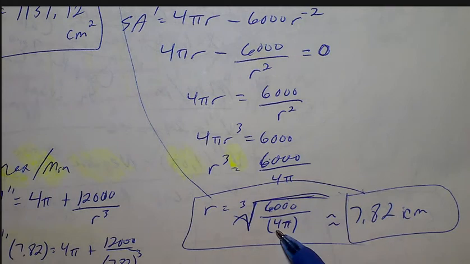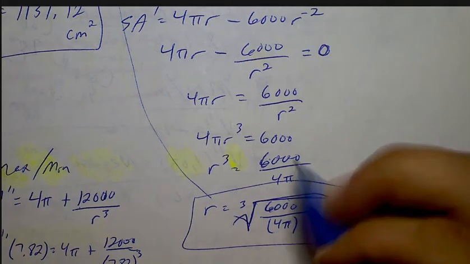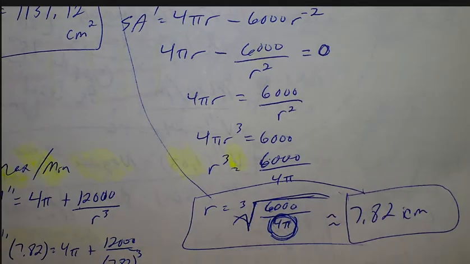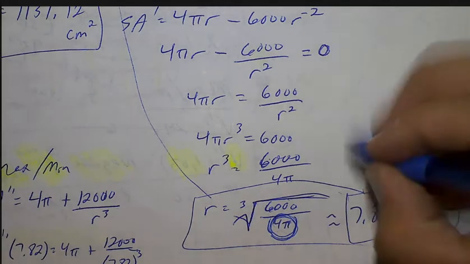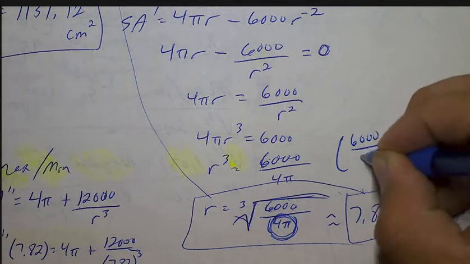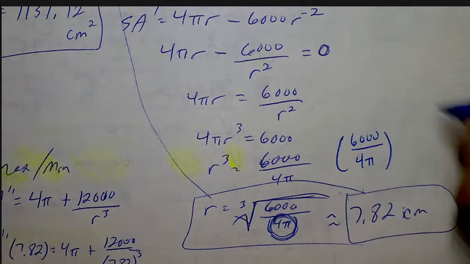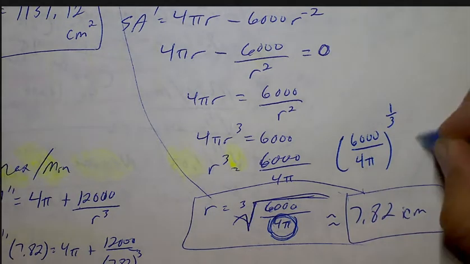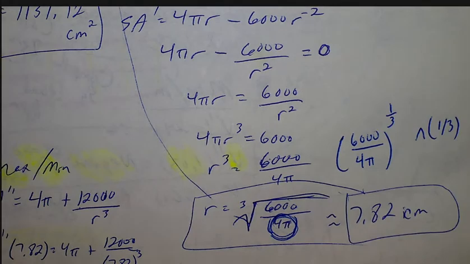Once you have a radius, you have to prove whether this is a max or min. Take the second derivative, substitute 7.82 in, and it's positive. Concave up means it's a minimum, and what is it that we minimize? We minimize our surface area. So substitute this in to get your height and surface area.